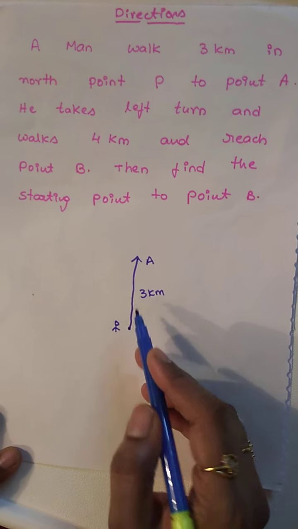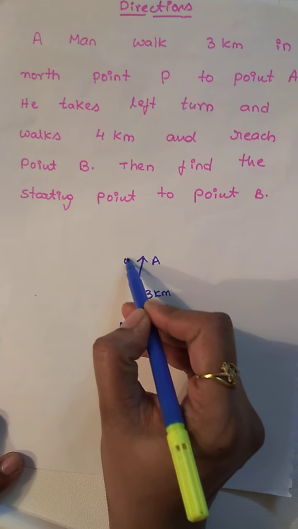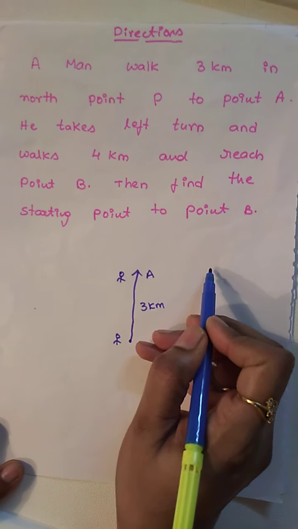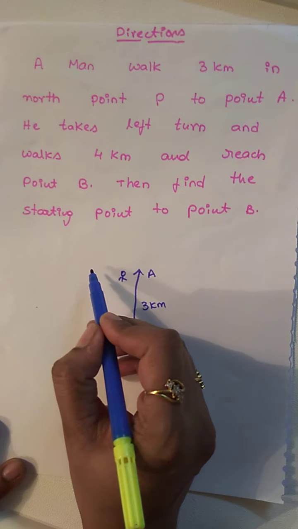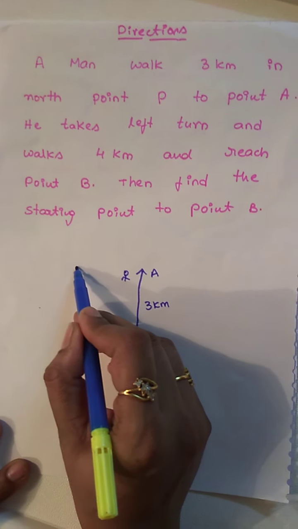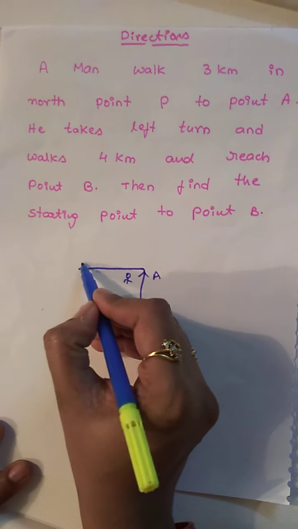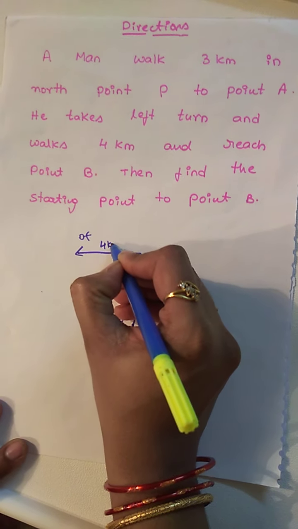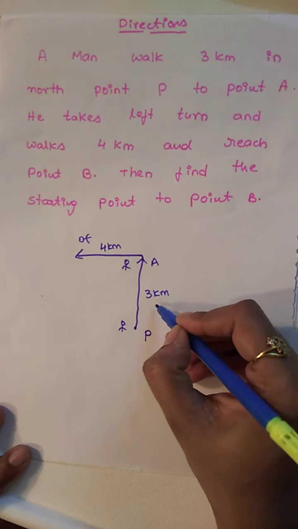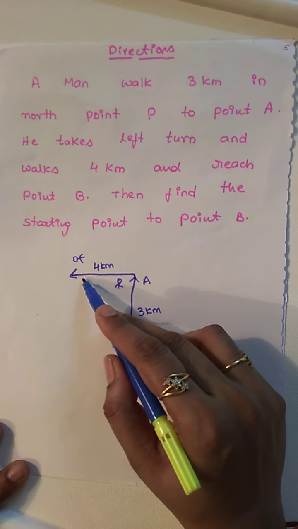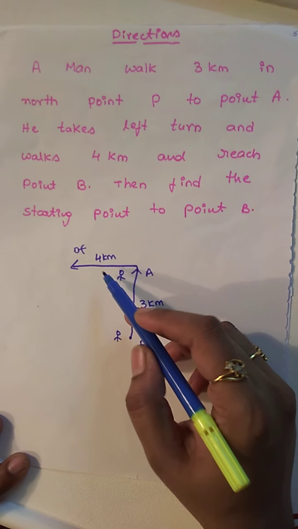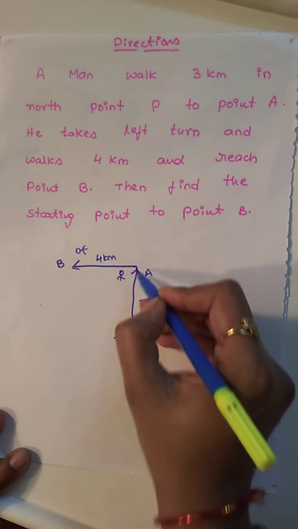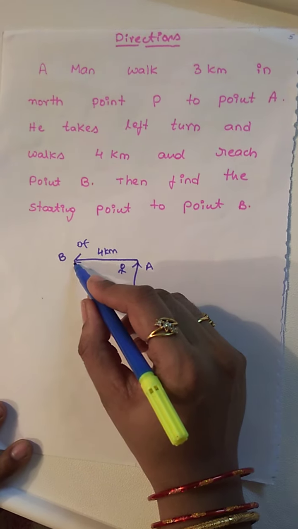He takes a left turn. So now the man is here. Now he takes a left turn. For him, this is the right side and this is the left side. So he turns left and walks 4 kilometers. First he walks 3 kilometers, then he turns left and walks 4 kilometers. Now this point is B. Starting point is P, then this point is A, and then this point is B.